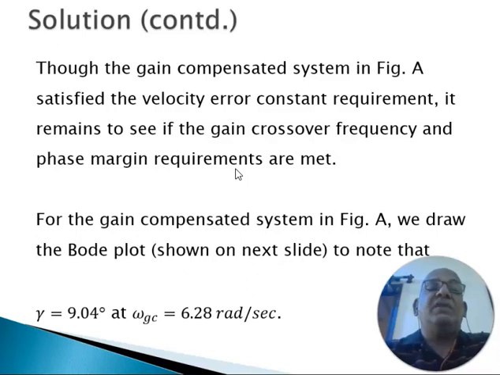To do that, we need to draw a Bode plot of this gain compensated system, which is shown in the next slide. We have drawn it using a computer package, Octave, and from that we note that the phase margin is 9.04 and the gain crossover frequency is 6.28 radians per second. Let us quickly go to the next slide and see the Bode plot.